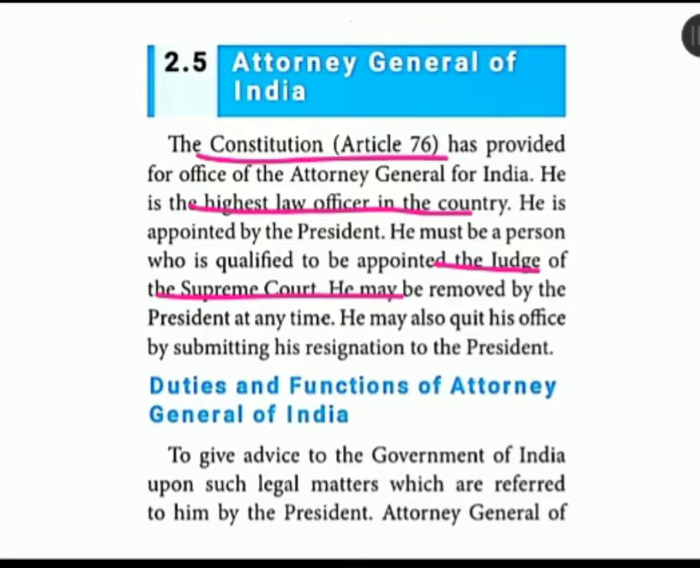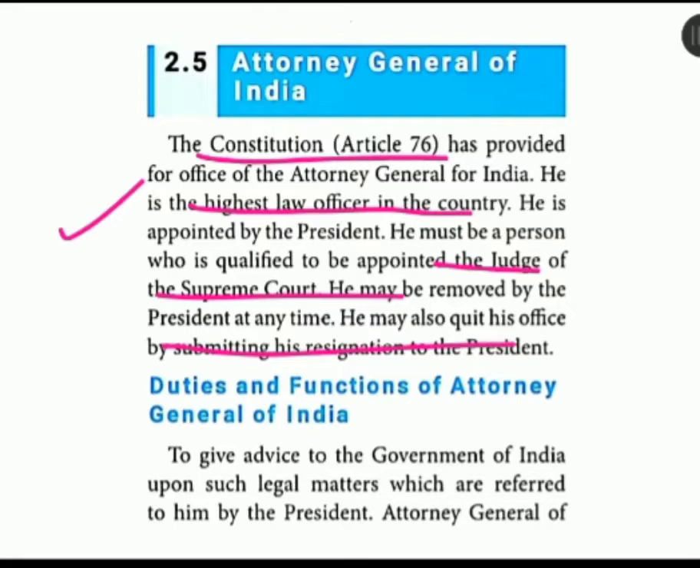Then he may also quit his office by submitting his resignation. So if he needs to resign from the post, he has to give the resignation letter to the president, like that they are telling. That is the first para.